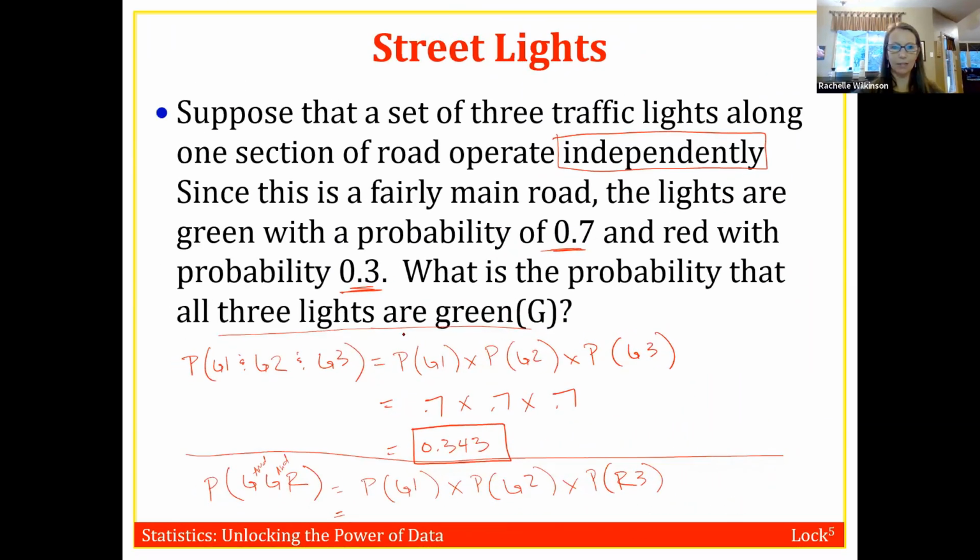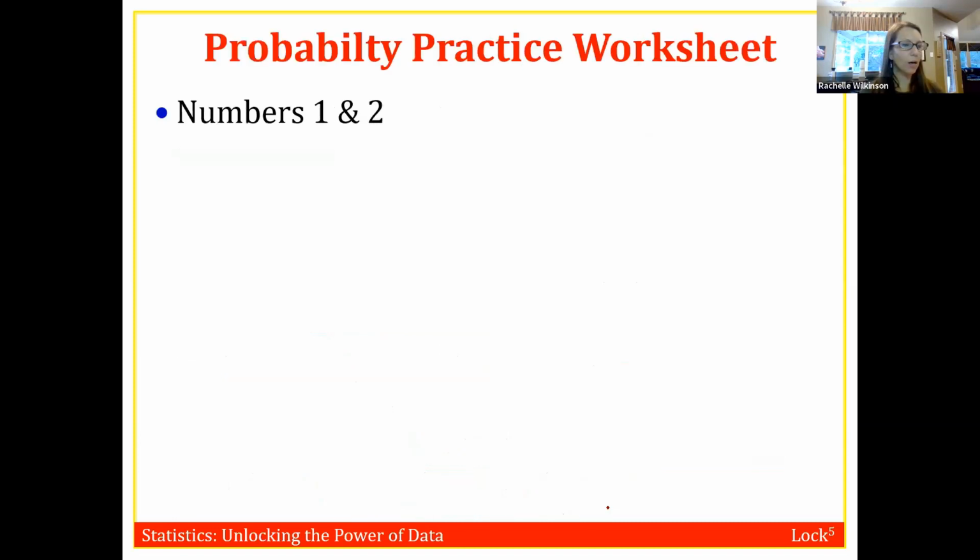All right, perfect. Everybody got it all at once. We're going to take 0.7 times 0.7 times 0.3, and that gives us 0.147. Perfect. Now I want you to practice using those probability rules to answer some probability questions.